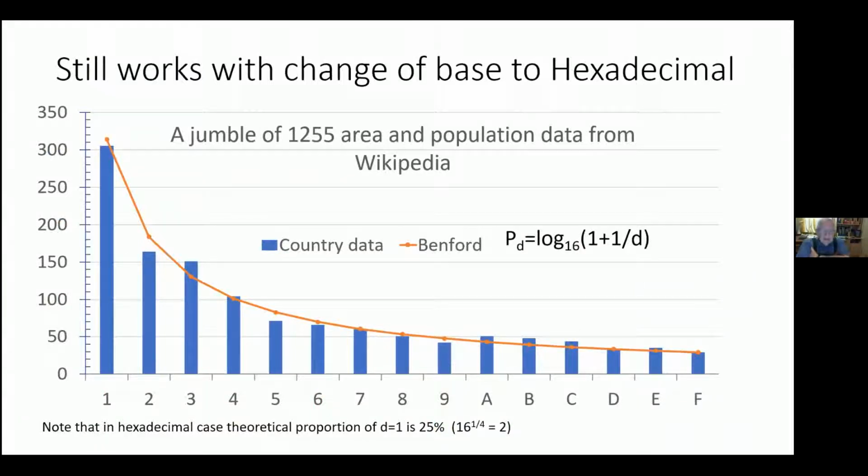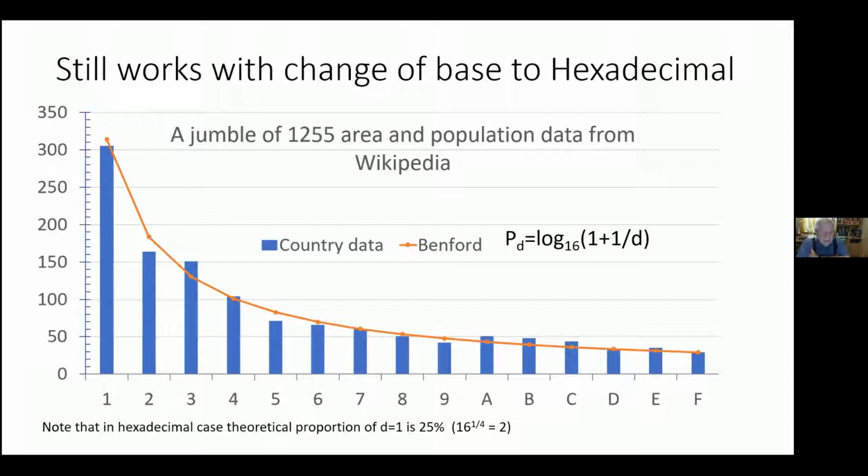Not only is it scale independent, it also works with different number bases. So I took those Wikipedia numbers, jumbled them all up into a single sample of 1255 numbers, and turned those numbers into hexadecimal. So instead of going from 1 to 9, they go from 1 through 9, then A to F. But the algebraic form of the law, instead of using log to the base 10, uses log to the base 16. And log to the base 16 is very convenient, more so than log to the base 10, especially when you're dealing with the numbers between 1 and 2.